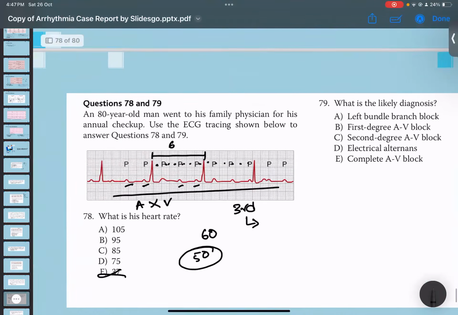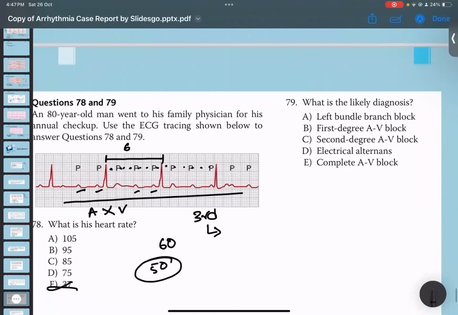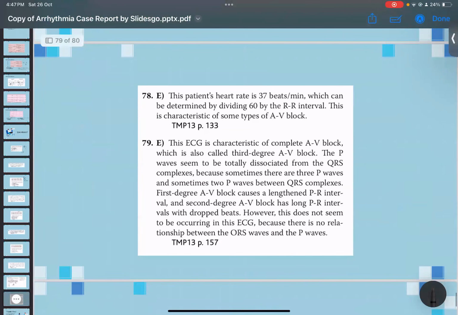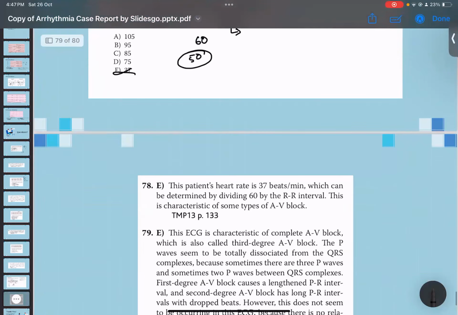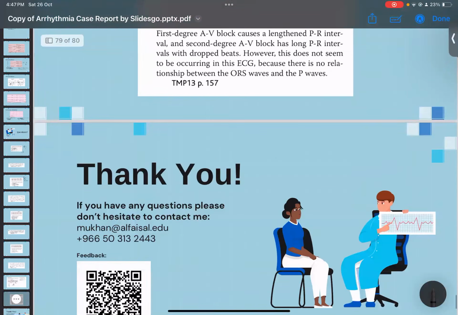And then what is the likely diagnosis here? It's a third degree AV block, complete AV block, E. Yeah, I think this is wrong. This has to be about 50. And yeah, that's about it.